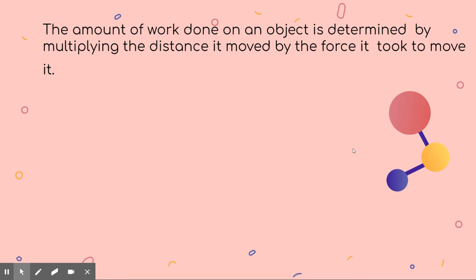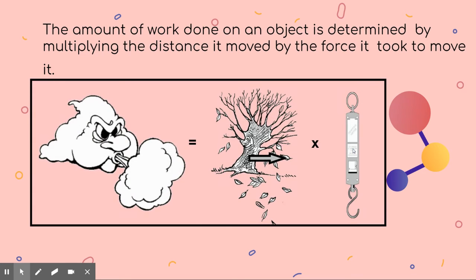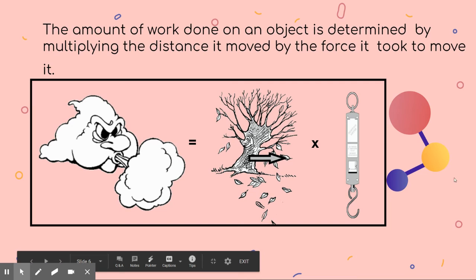The amount of work done on an object is determined by multiplying the distance that it's moved by the force that it took to move that object. So for example, if we look at an everyday example of the wind, how much work is the wind doing against a tree and how much force is being exerted? The tree is moving a distance in the same direction, it's bending over. How much force it takes will tell us how hard the wind is working.